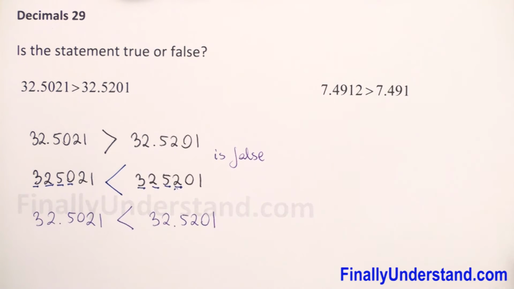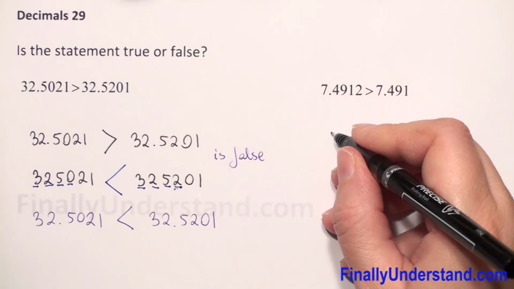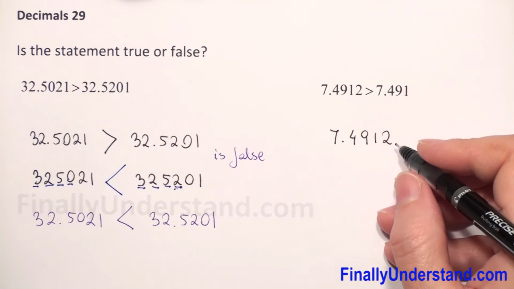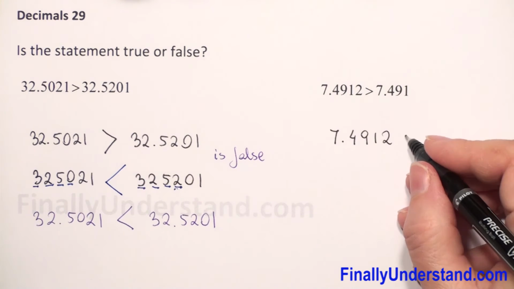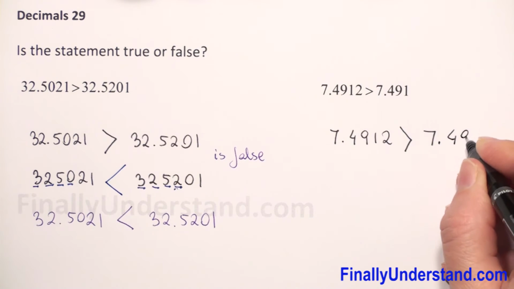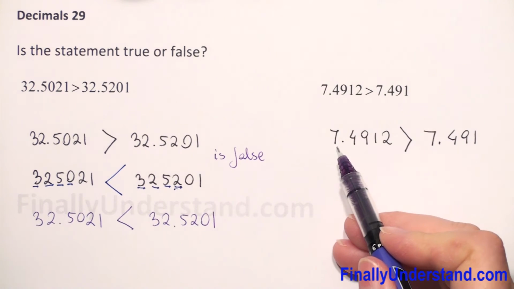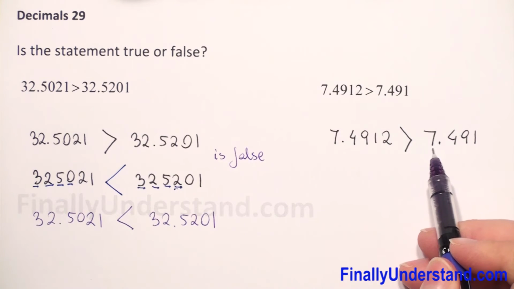Next example. First, let me rewrite our two decimal numbers. We have 7.4912, and we have that this decimal number is greater than 7.491. What do we have to do first? First, we just check the first number. The whole number is 7. Next, we have the decimal point. The whole number is 7 and 7.